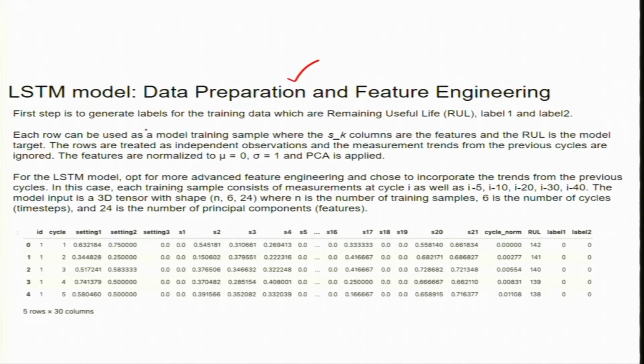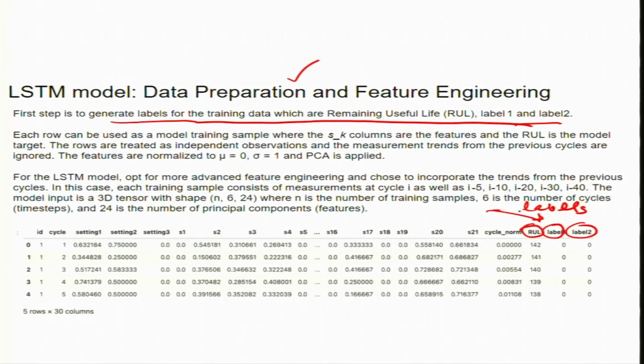Once the data set is available, the next part is to prepare the data and do the feature engineering. We have to generate the labels for the training data set, which are the remaining useful life labels, RUL label 1 and label 2. So, this is what is called the labeling.